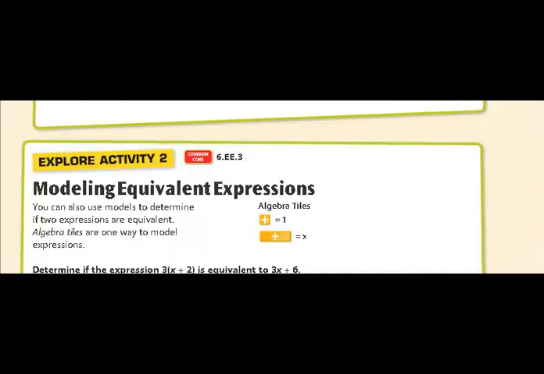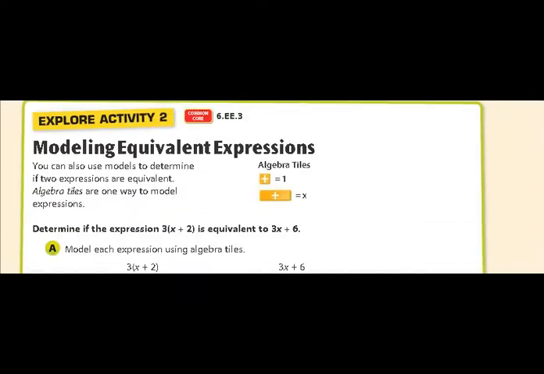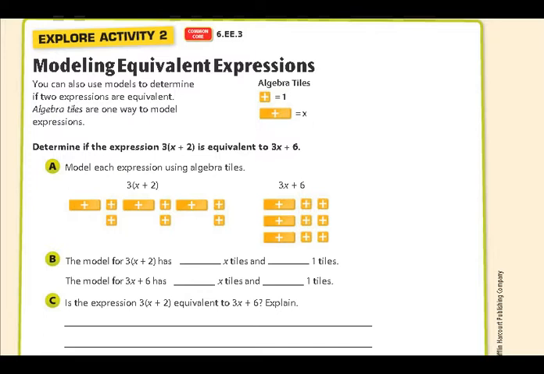Okay, I'm going to have you scroll down to explore activity number 2. Okay, so modeling equivalent expressions. You can also use models to determine if 2 expressions are equivalent. Algebra tiles are one way to model expressions. So, the small little plus sign would equal a 1. The bigger plus sign is going to equal x.